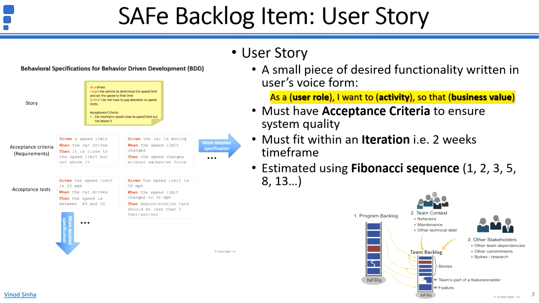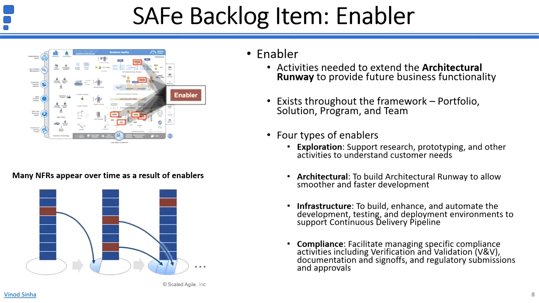So we have seen all the team backlog items except enablers. So now we are going to focus on enablers. Enablers are activities to support future business functionality. They are needed to extend the architectural runway. They are present in backlogs at all levels, as mentioned earlier, from portfolio backlog to team backlog.